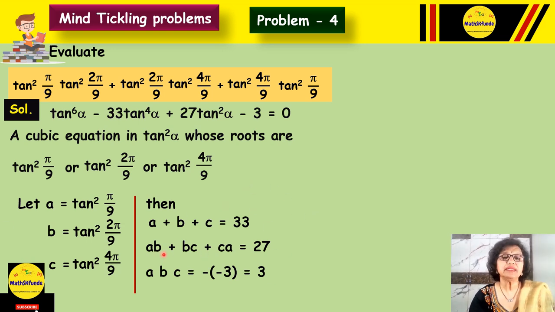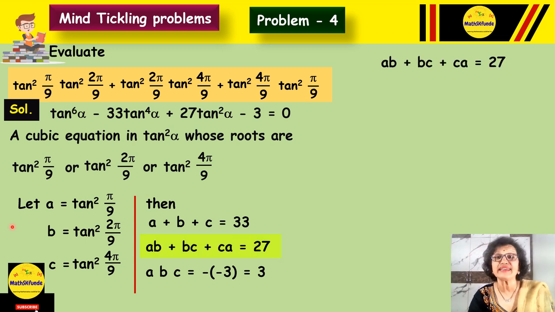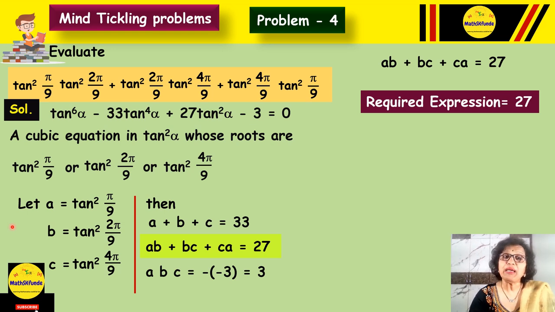Now look at this, AB plus BC plus CA equal to 27. Now what is A and B? A is tan square pi by 9. B is tan square 2 pi by 9. So AB would be tan square pi by 9 into tan square 2 pi by 9, which is very much present here in the given expression. And now I have already given you a hint about where we are going to get our answer. Now AB plus BC plus CA equal to 27 is as good as saying the required expression is 27. Now see, the main part was that you should know the cubic equation, meaning basically the algebraic approach to the given problem.